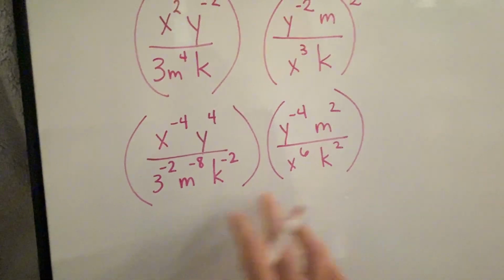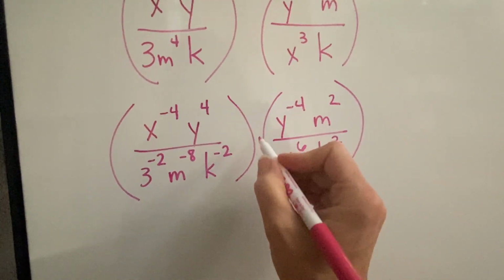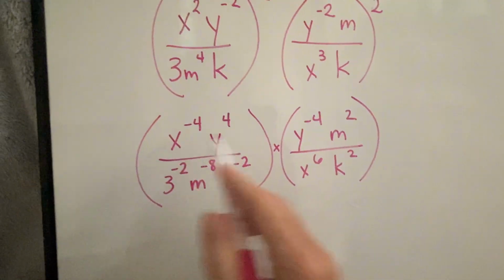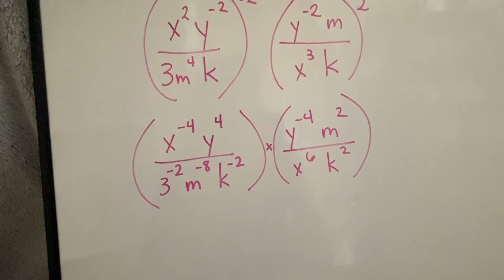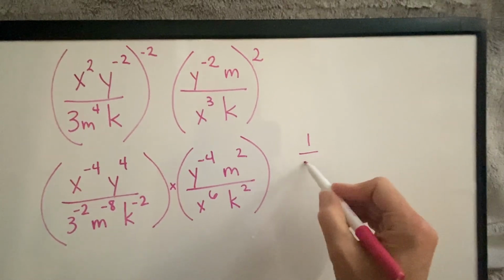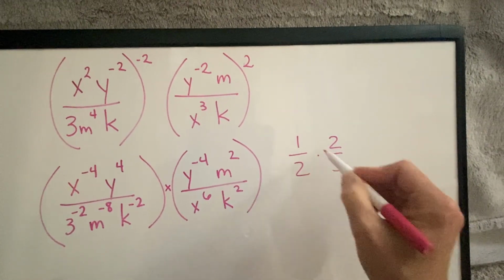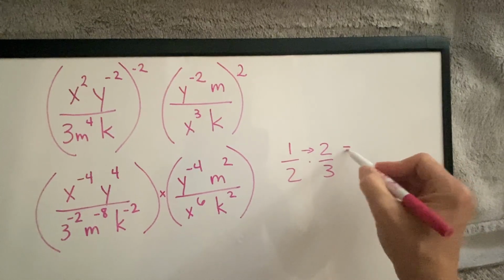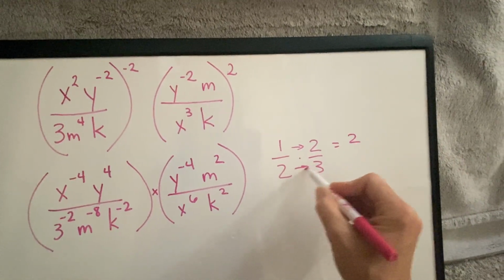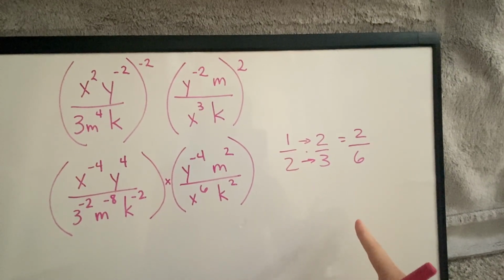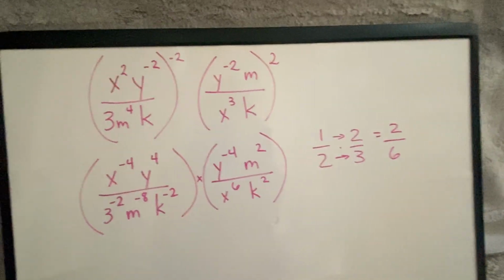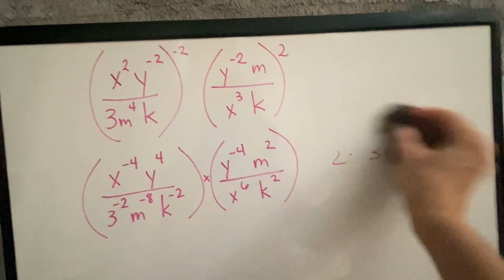Now we have a fraction times a fraction. So we are going to take our numerators times each other and then our denominators times each other, just like you would if you had 1/2 times 2/3. You're taking your numerators times each other and your denominators times each other. And that's how you solve this fraction that's being multiplied. So we're going to do the same thing with what we've got right here.